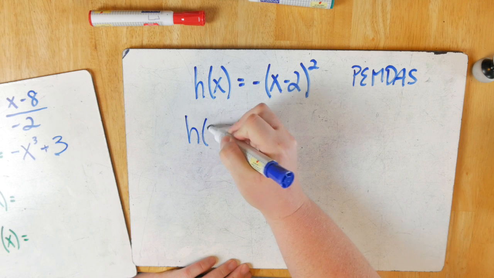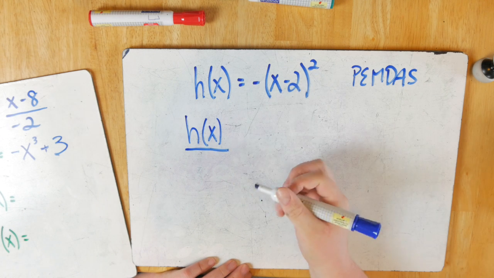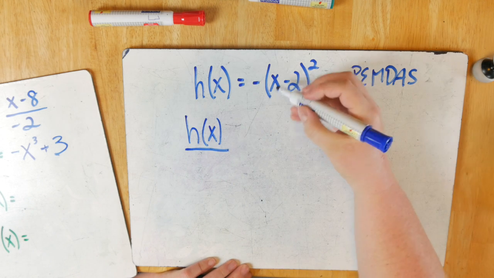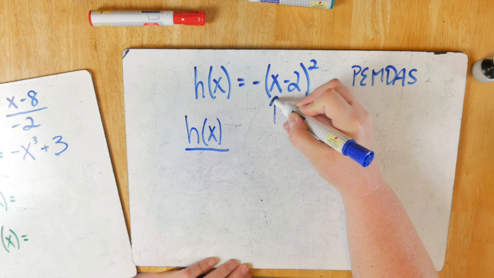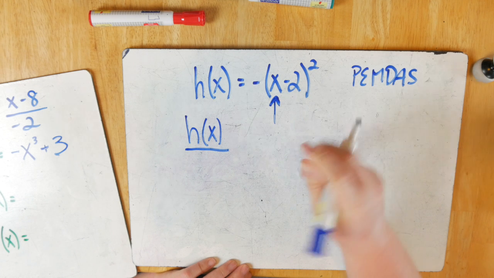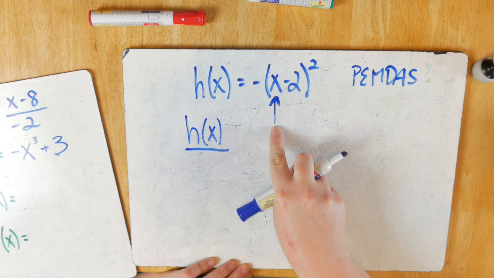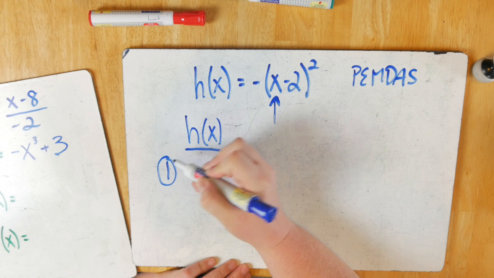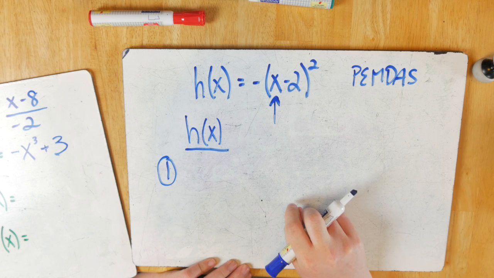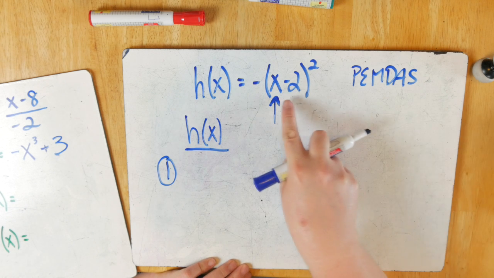So in the h of x function, again, if we were to plug any number into the input x in the h of x function, the first thing that we would have to do following order of operations is what's in the parentheses.